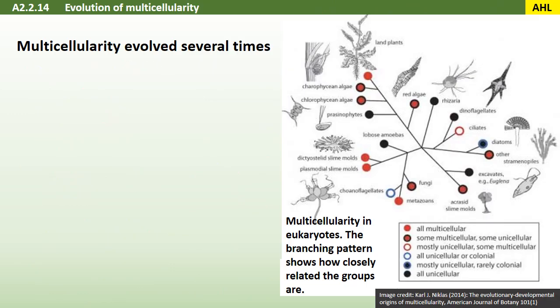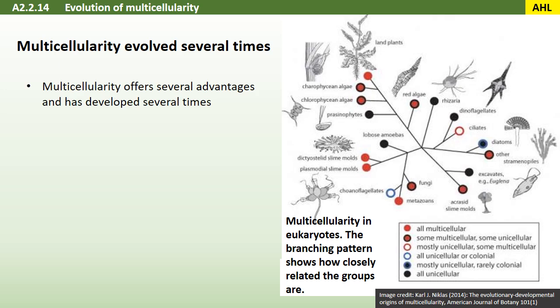We'll finish off this long chapter with the evolution of multicellularity. Multicellularity offers several advantages and has developed several times. We know it's developed several times because there are groups of organisms where some species are unicellular, some are multicellular, and some might even be colonial, which is kind of in between.